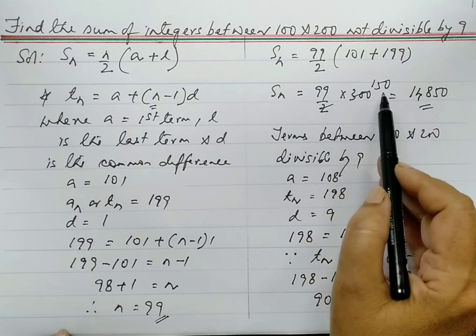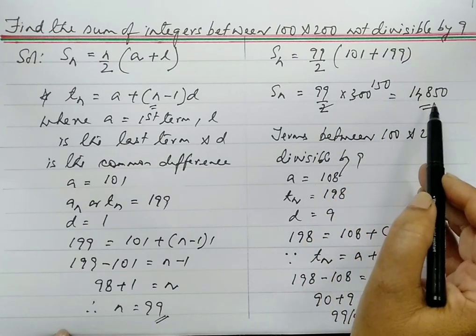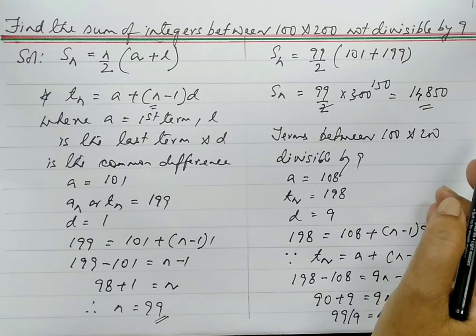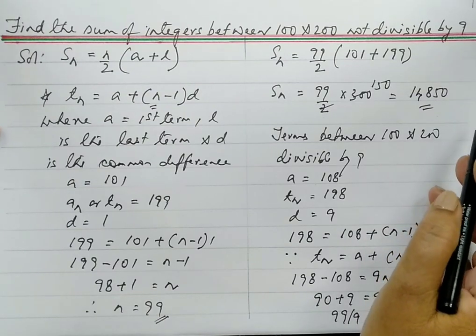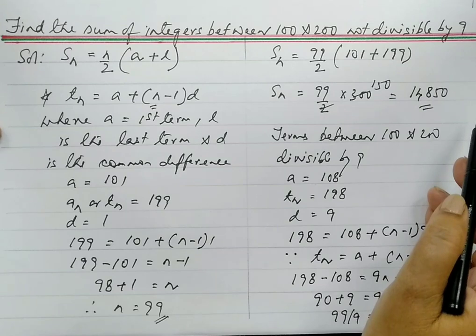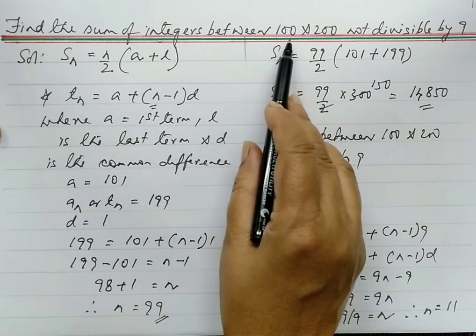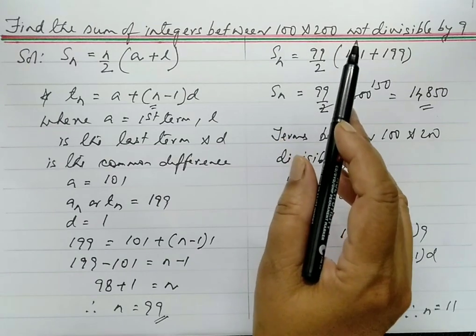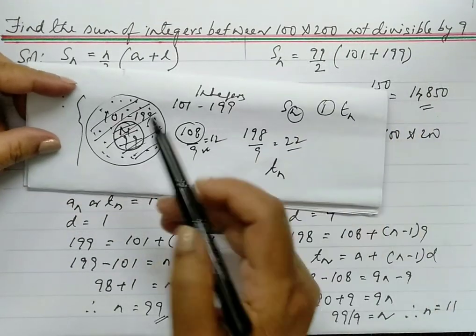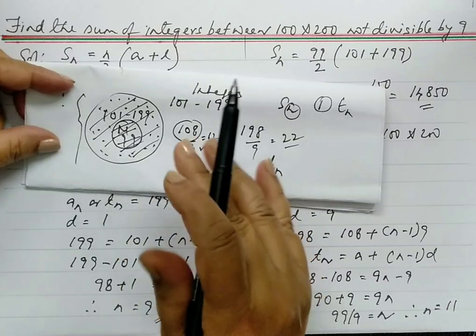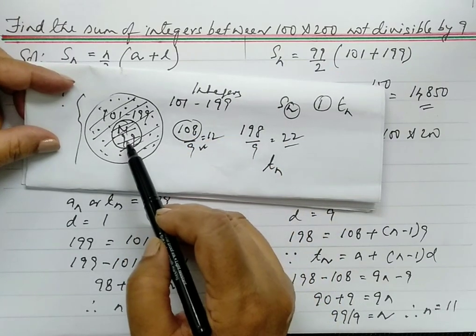So 99 into 150 is 14850. Okay guys, so we have finished our first battle. What was our first battle? To find the sum of integers between 100 and 200. I mean, this entire thing we found includes this also.